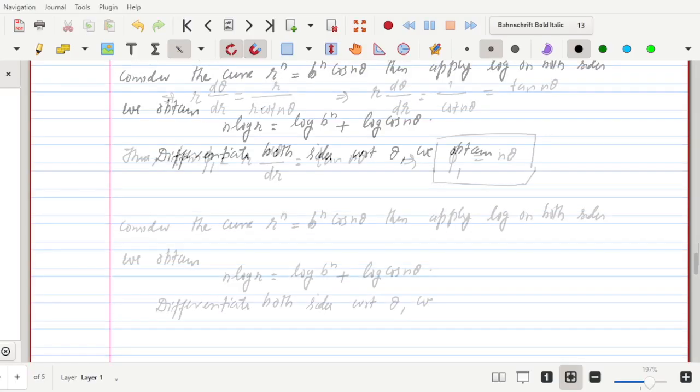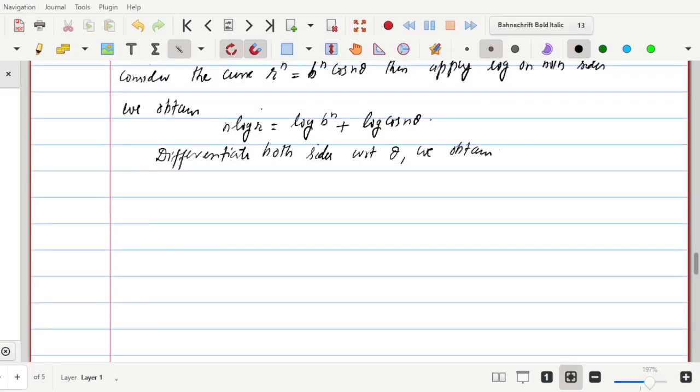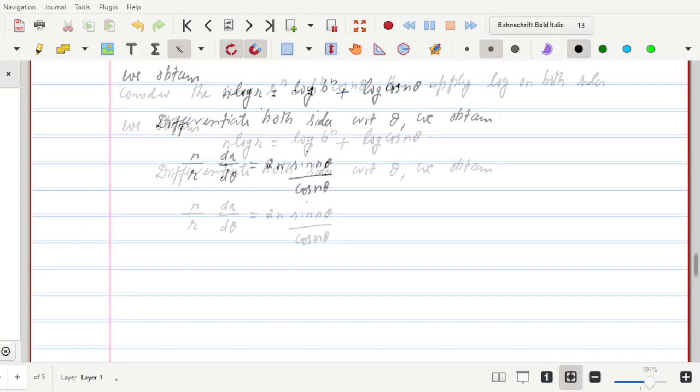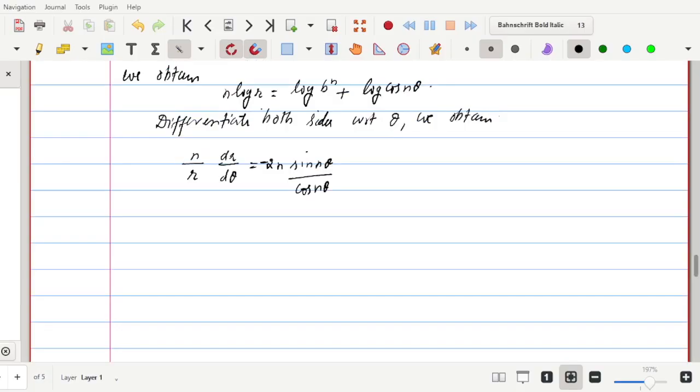We obtain, now as in the previous case again, the derivative of log r, which is 1 by r dr by d theta, and on the right hand side we obtain 2n sin n theta divided by cos n theta. The derivative of log is equal to 1 by cos, then the derivative of cos n theta is equal to minus sin n theta. So this should be equal to minus 2n sin n theta by cos n theta.